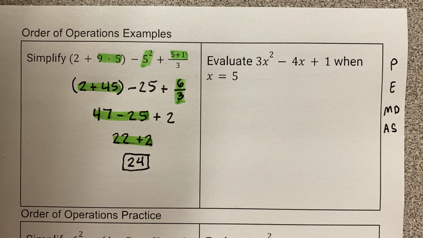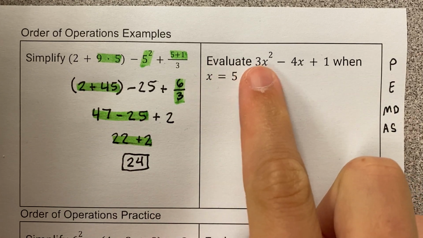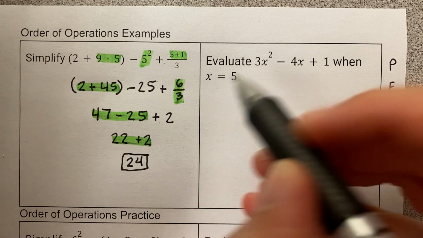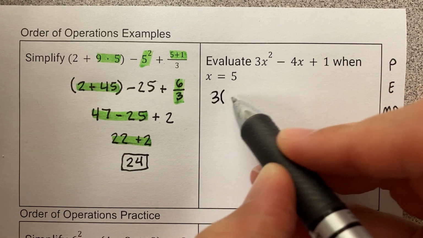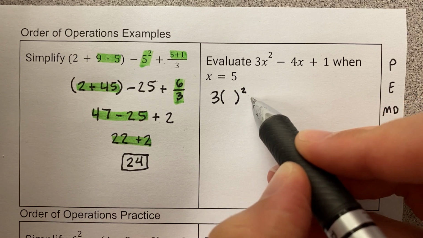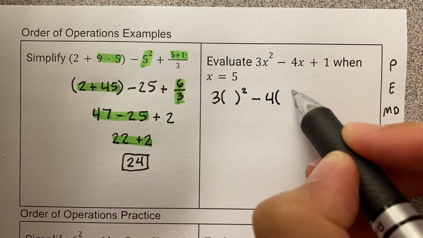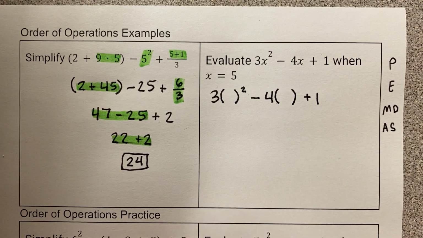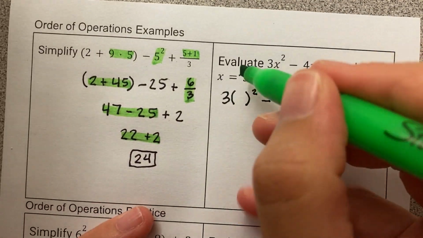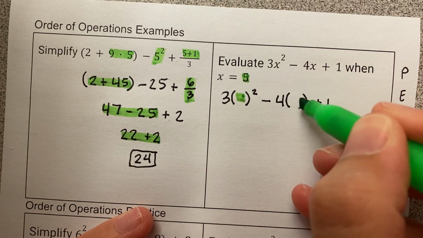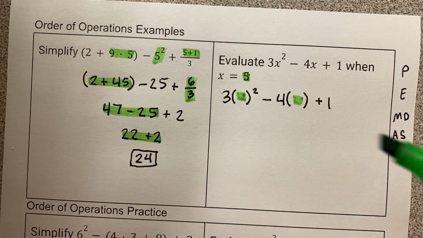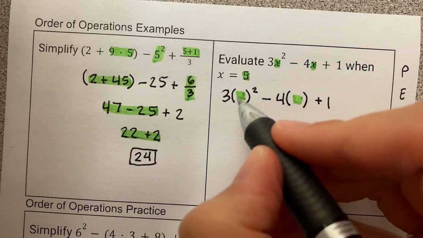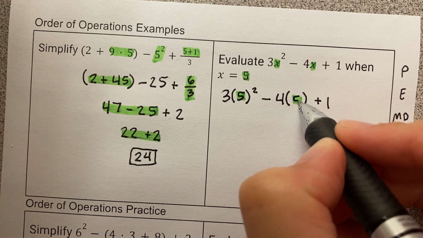Okay, in this next problem, it says evaluate 3x squared minus 4x plus 1 when x equals 5. So what I'm going to do is write this, but instead of the x, I'm going to put parentheses. Instead of the x again, I'm going to put parentheses. Wherever I see the x, I'm putting parentheses. And inside those parentheses, I know that x equals 5. So I'm going to take that 5 and put it in both places where there was originally an x. So I'm going to take my 5, put it here and here.